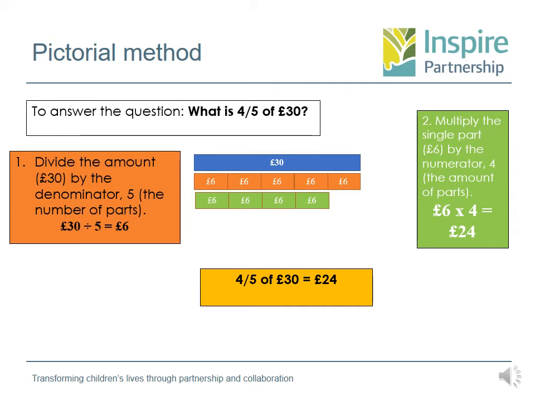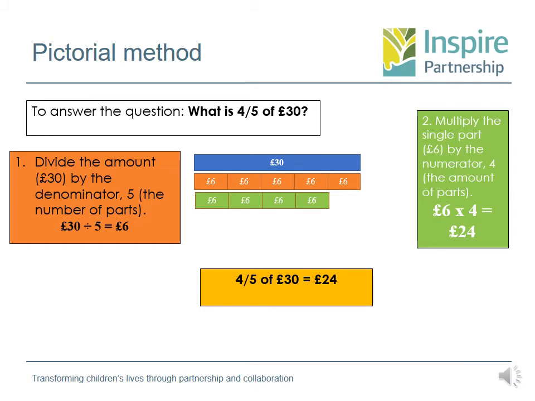The green box on there is our numerator, so the amount of parts that we've got, which is our top number, and in this case it's a 4, so that's why I have 4 in there. But the total answer is 4/5 of 30 is £24.